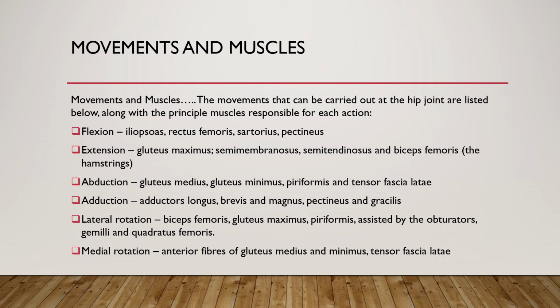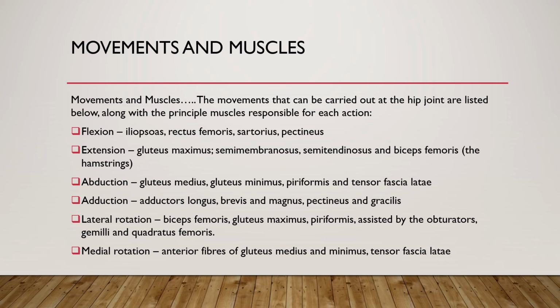Movements and muscles. What are the movements of the hip joint and what are the muscles responsible for these movements? The movements that can be carried out at the hip joint are listed below, along with the principal muscles responsible for each action. Flexion: iliopsoas, rectus femoris, sartorius, and pectineus. Extension: gluteus maximus, semimembranosus, semitendinosus, and biceps femoris, which are also called the hamstrings.